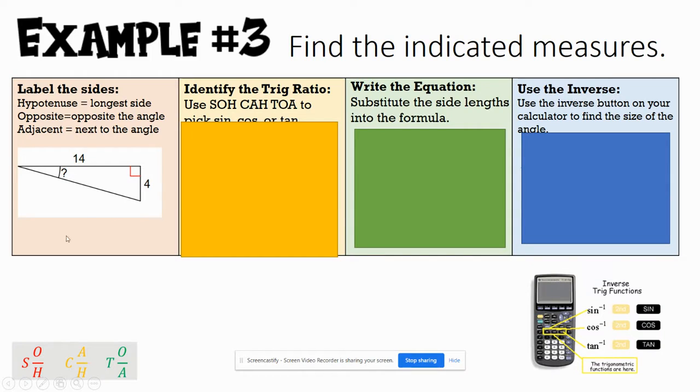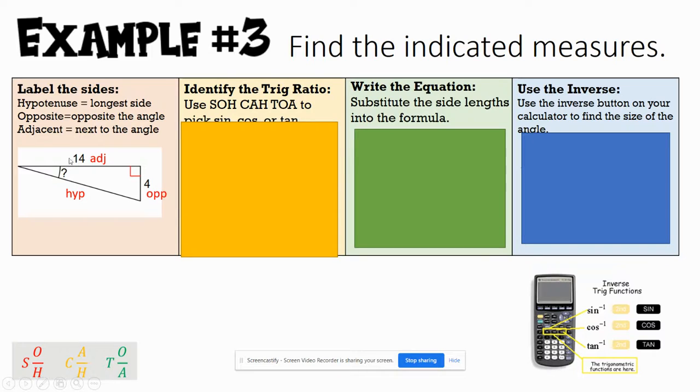Number 3, again, I'm going to start it off the same way. Here's the angle that I'm trying to find. I'm going to label the sides. What is the hypotenuse in this right triangle? What is the side adjacent to this angle that I'm trying to find? And what is the side opposite to the angle that I'm trying to find?